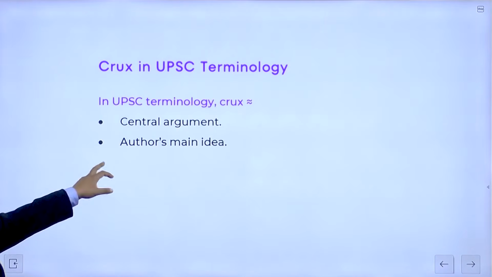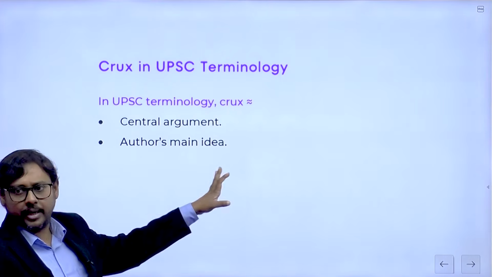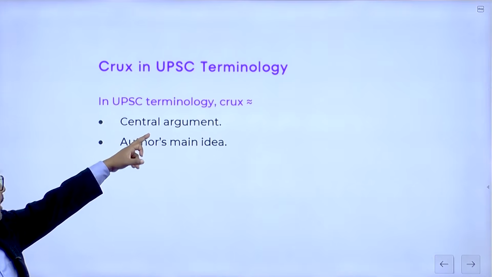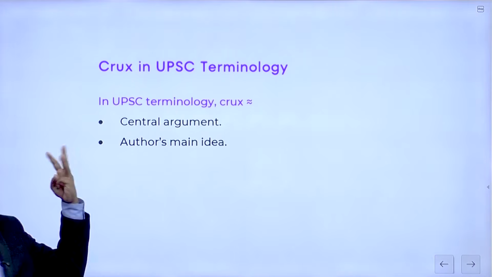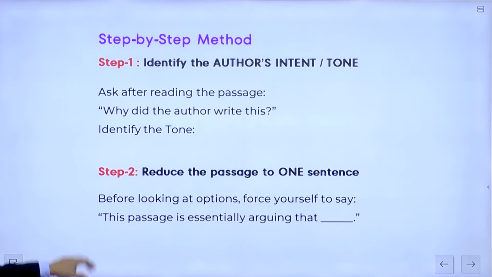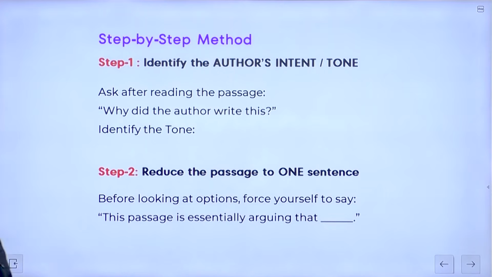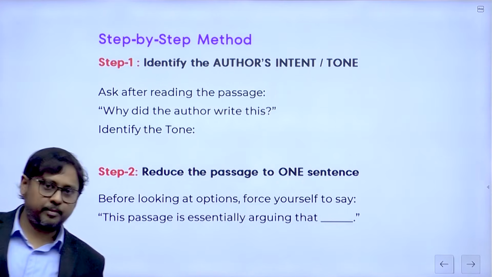So UPSC uses these terminologies: central argument, author's main idea, but they are all the same. Crux, central argument, author's main idea. If these three terms come, we'll follow the same process. It's a very two-step process.